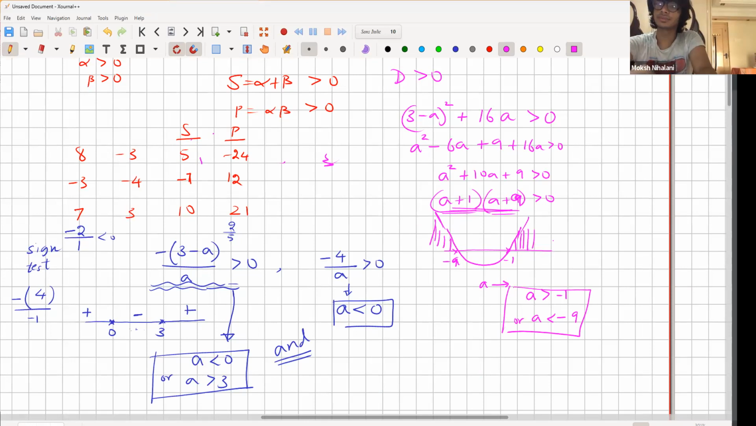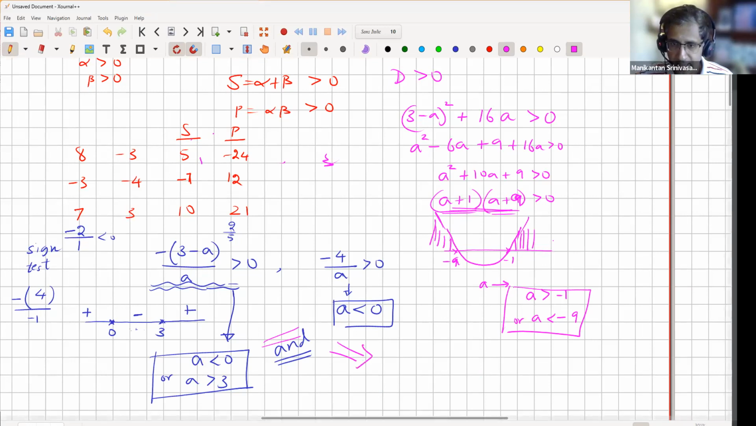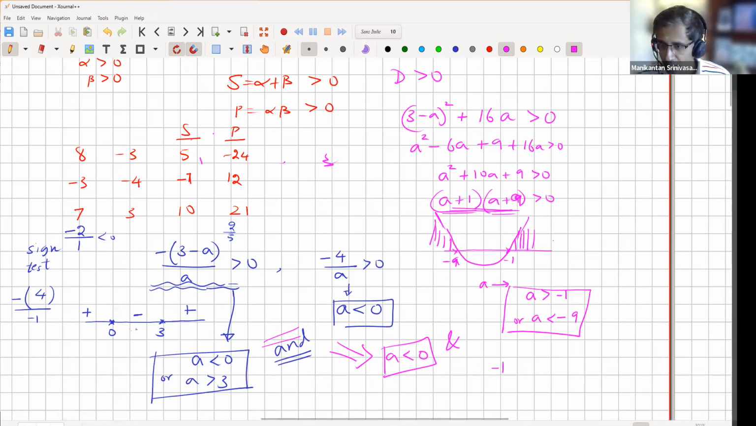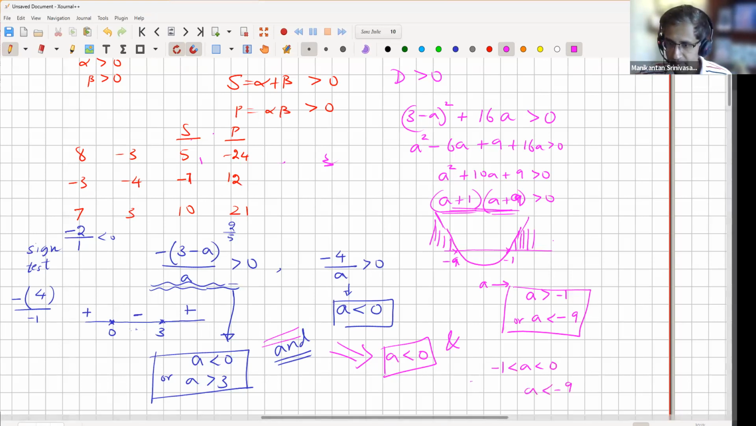Now putting together all of this, between these two conditions, we summarize them as A less than 0. Now we have to combine with this another condition. A less than 0, but within A less than 0 itself, I'll take it if A is greater than -1 or A is less than -9, but not in between -1 and -9. So I can summarize this and say, I'm okay with -1 less than A less than 0. I'm also okay with A less than -9.